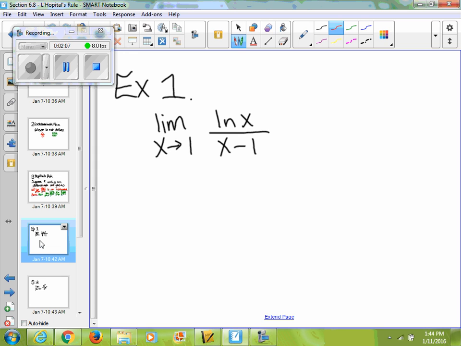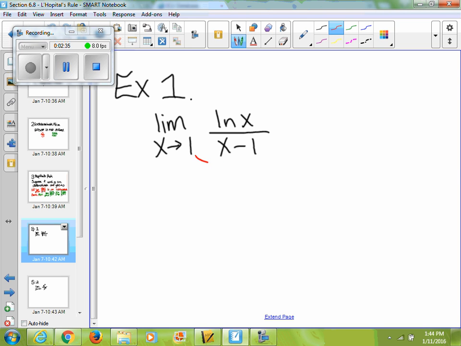Okay, so if I look at example 1, I'm asked to find the limit as x approaches 1 of the natural log of x divided by x minus 1. So the first thing I have to do is determine if this is indeterminate form. If it's not, then I'll just evaluate it by direct substitution.